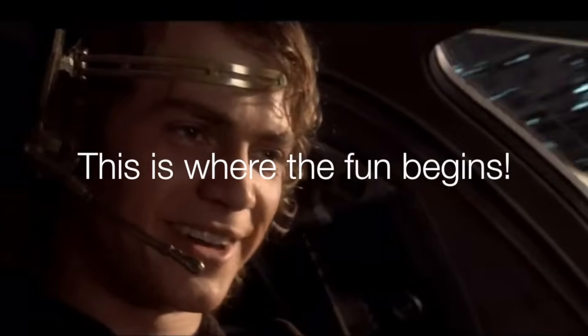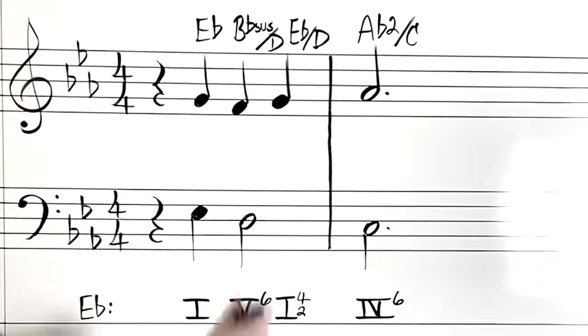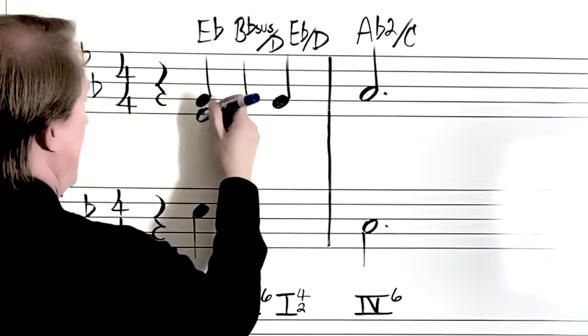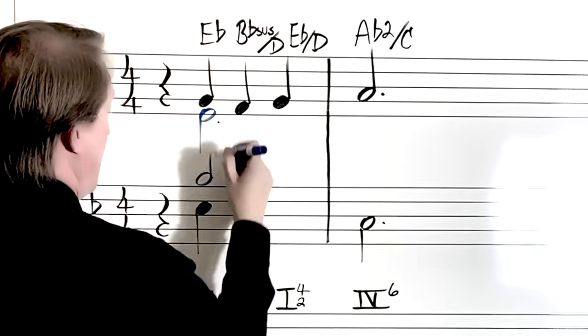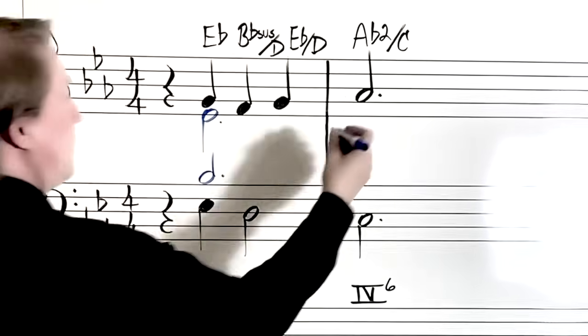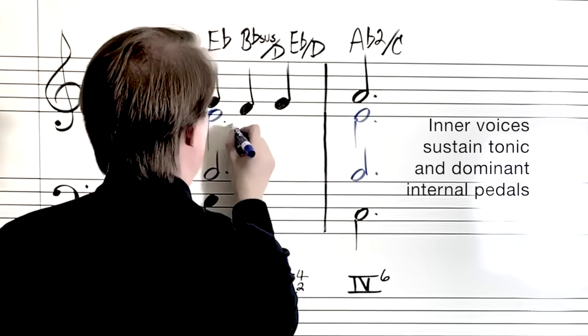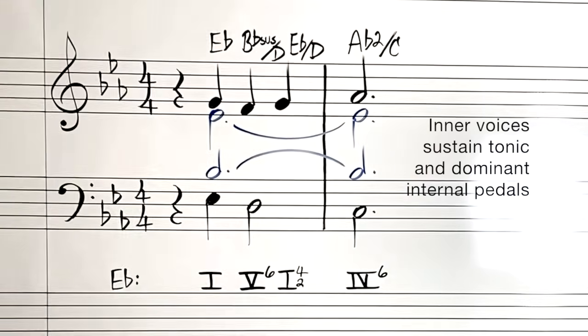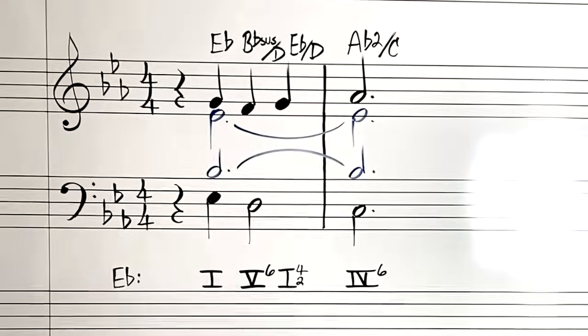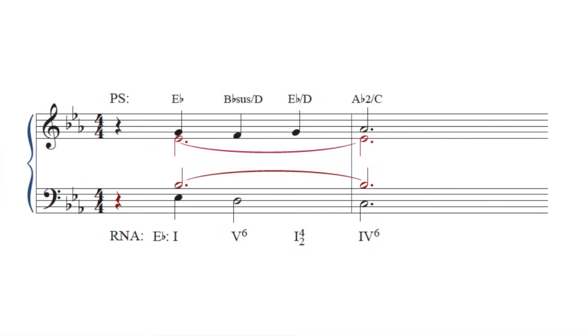This is where the fun begins. By fixing the tonic and dominant degrees as internal pedals within the middle voices, that is, the alto and tenor, the result is a more complex, lush, and modern sound. We've also created a suspension from the bass in measure 1 and an added second to the 4 chord.